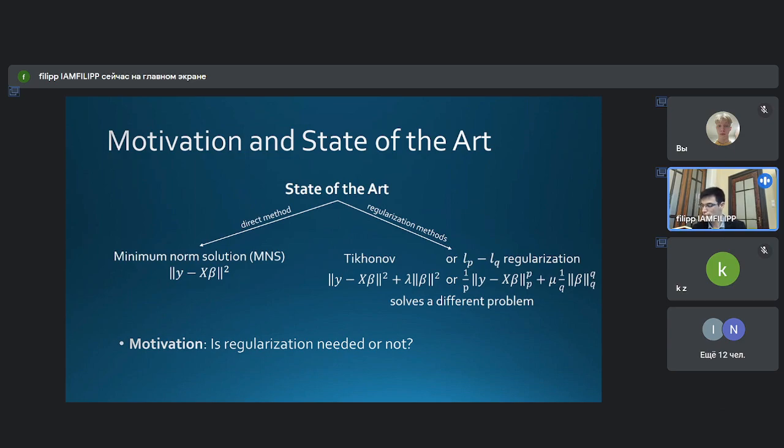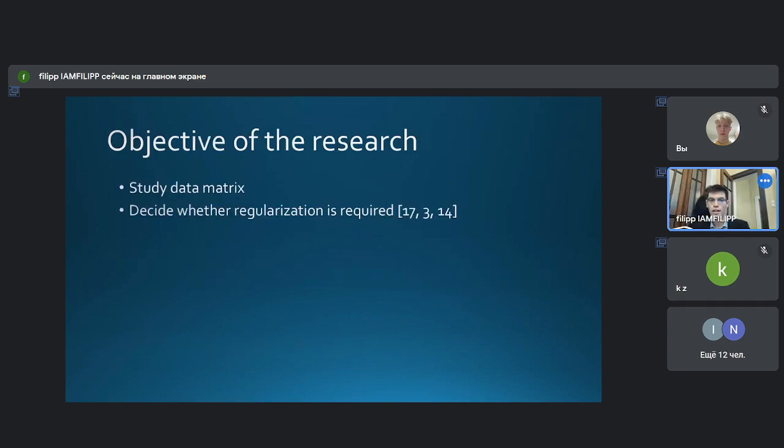There are two ways of regularizing. The first one is Tikhonov, and the other is LPLQ. Now we have more parameters, and thus yield more accurate results. However, in this way, we are solving a different problem, and that's important to know. So our main motivation is, do we really need regularization techniques or not? And that's exactly the objective of this research.